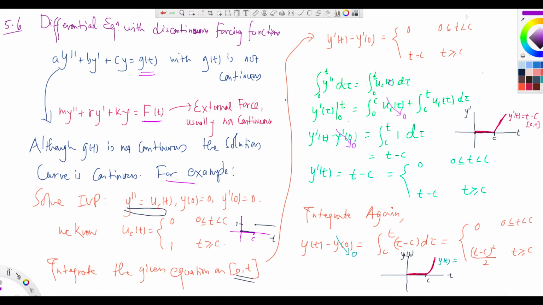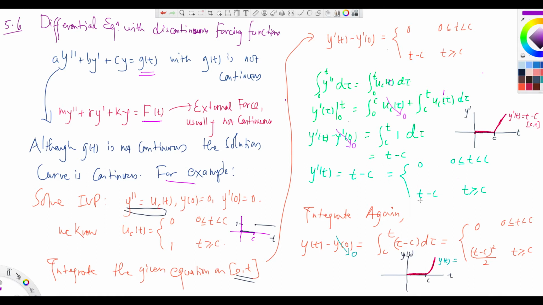For 0 to c, meaning t less than c, it is 0, right? So what is left is only c to t. For this interval c to t, the value of u_c(t) is 1, so I replace that by 1, right? If I integrate that, the integral of 1 d tau is just tau, so you plug in tau equals t minus tau equals c. Basically what you get is y prime of t equals t minus c, which can be written as 0 for t less than c and t minus c for t greater than c.